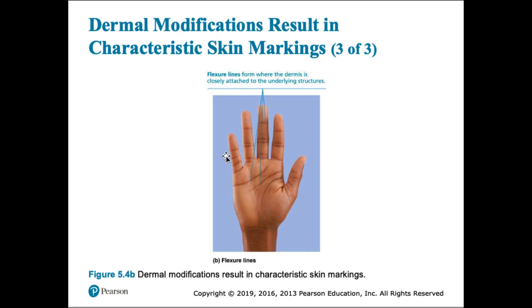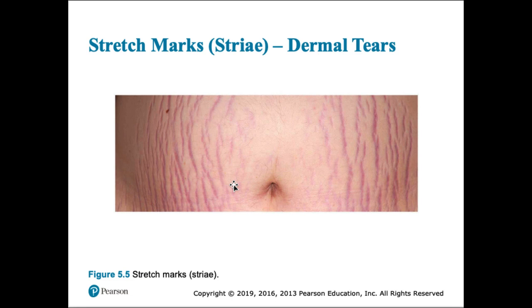Of course, we have some other characteristic markings. You can see flexure lines. Those are from where the dermis is closely attached to the underlying structures. They almost look like wrinkles in your hand, but they're not wrinkles. They're bend marks. Everybody has them, and they're slightly different in everyone as well.